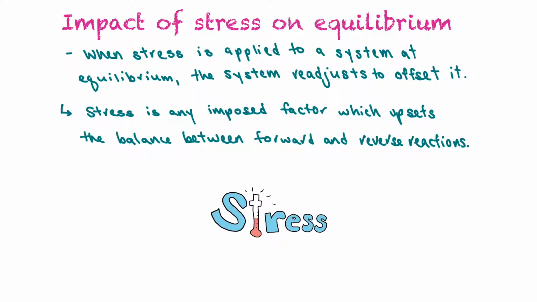So the impact of stress. When stress is applied to a system at equilibrium, the system will readjust to offset that stress. And stress is any imposed factor which upsets the balance between the forward and reverse reactions. So it could be a change in temperature, a change in pressure, and so on.